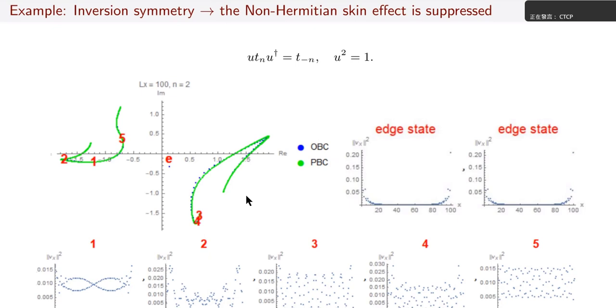This one. And this is the winding number for a one-dimensional system. Yeah, it's k_x.